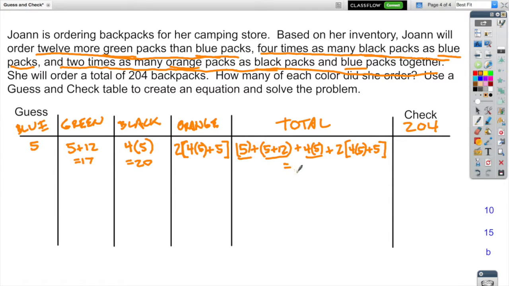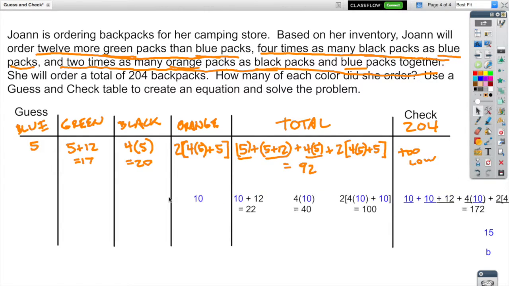Okay, do the math on this. Let's see what we get here. 5 and 17, that's 22, plus this 20, that's 42. This turns out to be 50, so 92. Okay, so we're coming up way too low here. Now, again, here's where you might want to pause. Let's write this out a little more clearly.